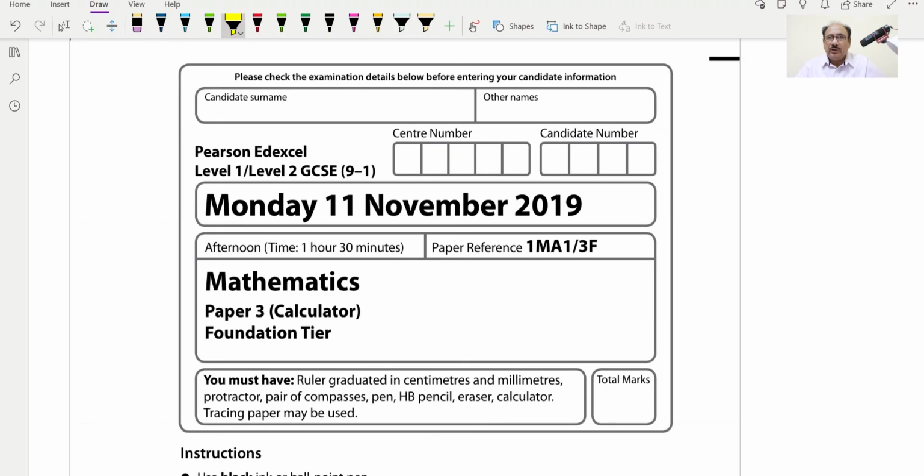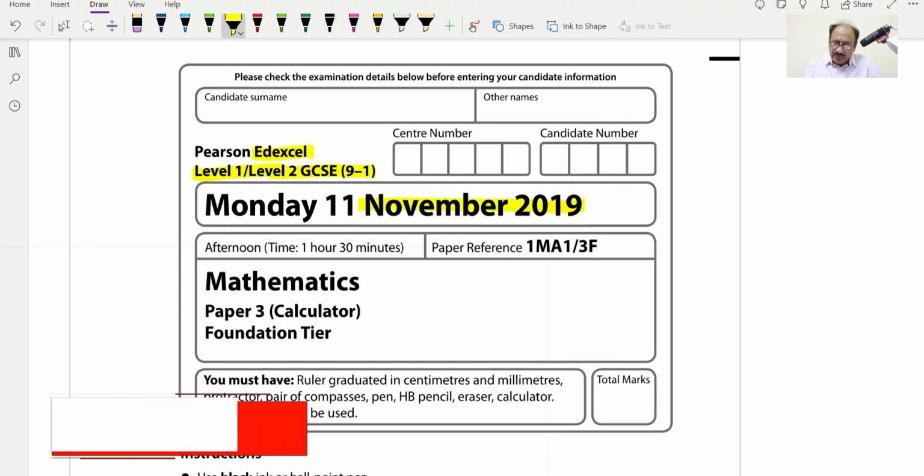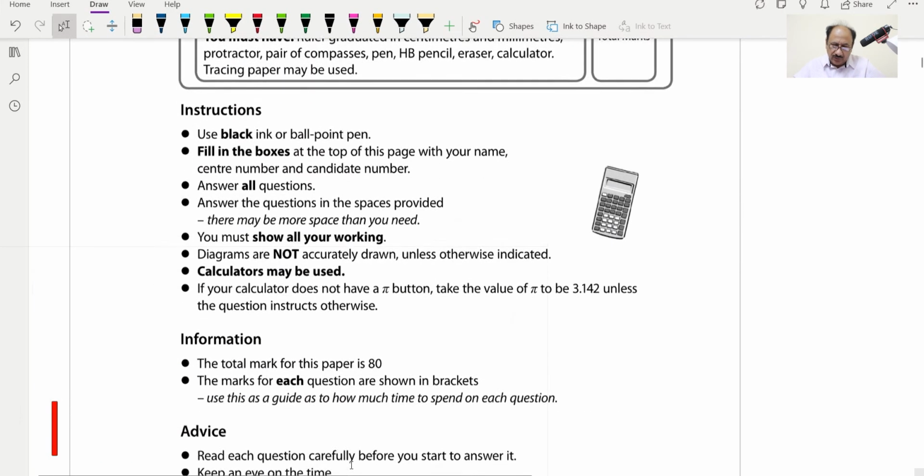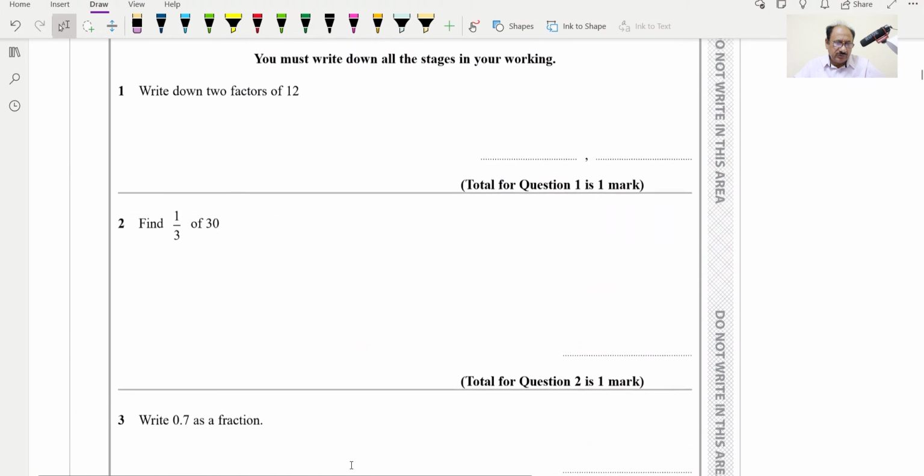Hello everyone. Today we'll be going through Edexcel Mathematics GCSE 9-1 Level 1 Level 2 November 2019 1MA1 3F. This is paper 3. Calculator is allowed in this paper. Let us move to question number 1.